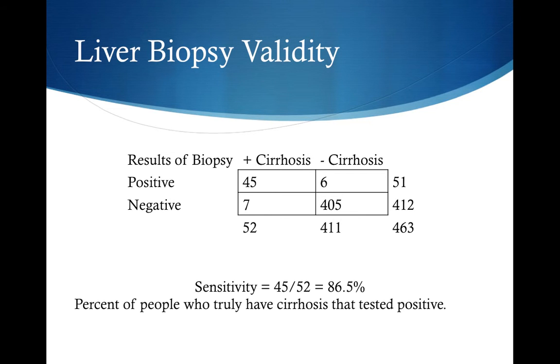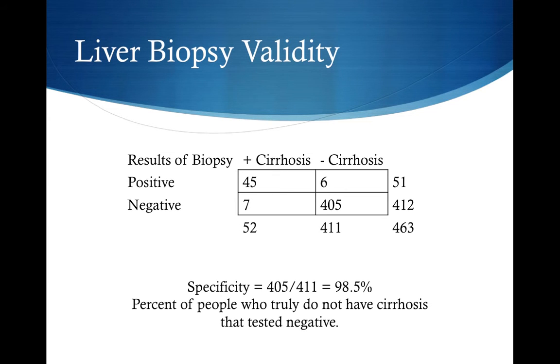When we talk about sensitivity, this is going to be the number of people who have the disease and tested positive. We had 45 individuals who have cirrhosis and tested positive, and this is divided by everyone who has the disease. This gives you the percentage of people who truly have the disease and that tested positive. In this situation, it's 45 divided by 52, and so that's an 86.5% sensitivity.